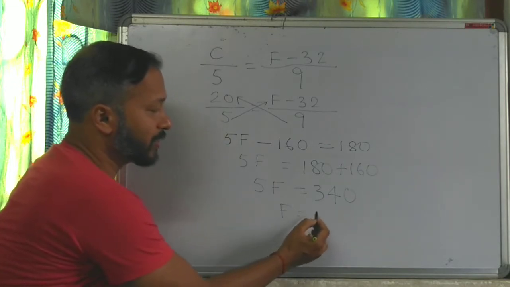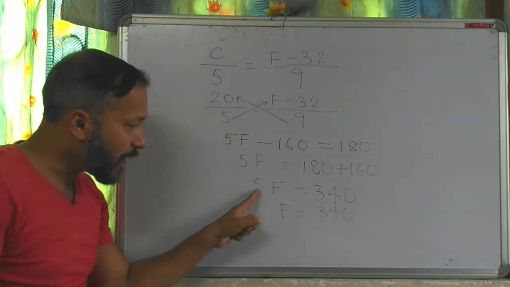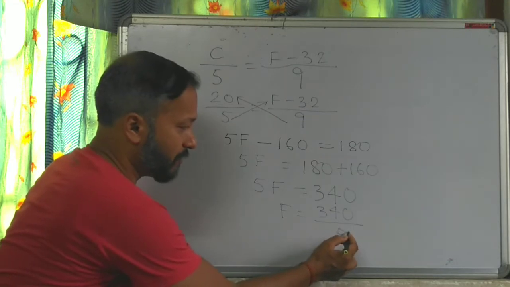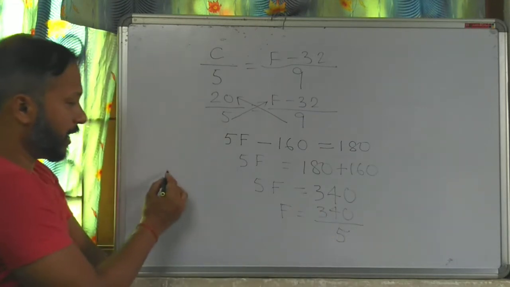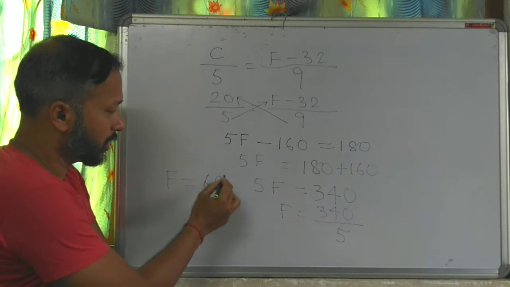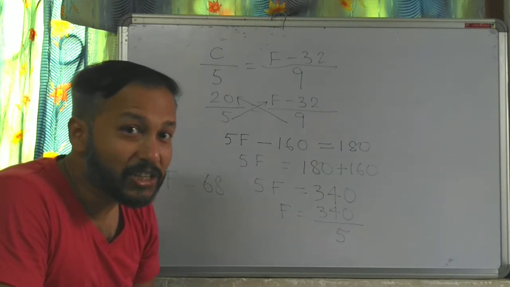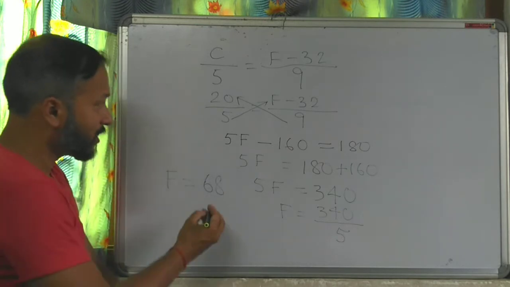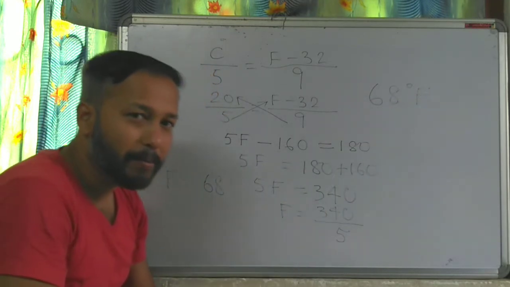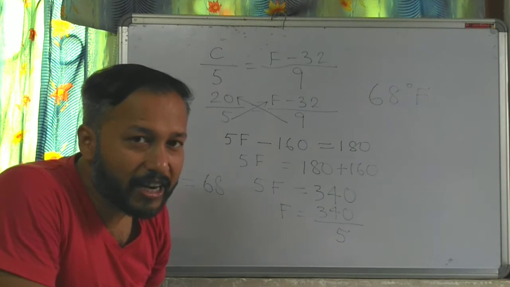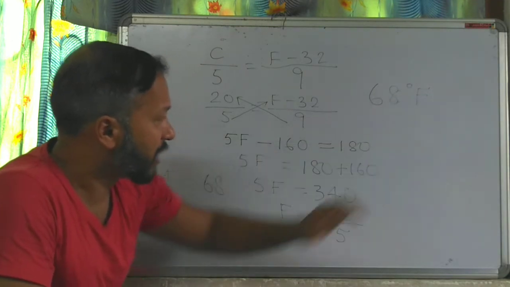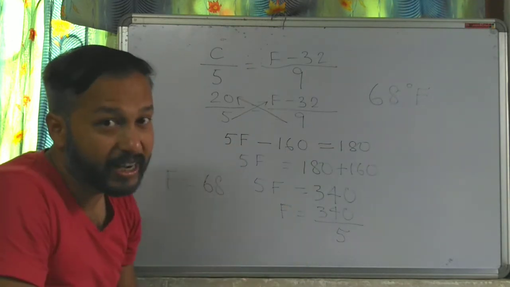So F equals 340, this 5 will go down. Understood? 340 by 5. Now divide it. What are we getting? F equals 68. So the temperature is 68 degree Fahrenheit. We'll write it like this: 68 degree Fahrenheit. Remember, I told you that in Celsius and Fahrenheit we have to give degree. In Kelvin, we don't use degree. So the temperature is 68 degree Fahrenheit. You have to see this calculation very carefully.